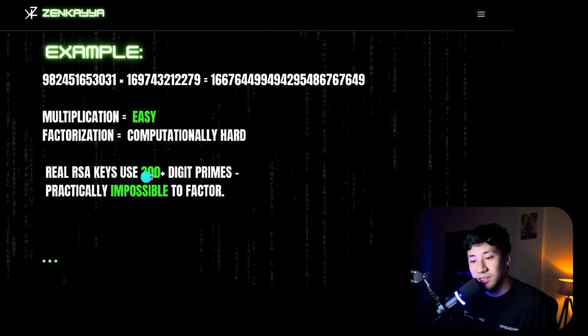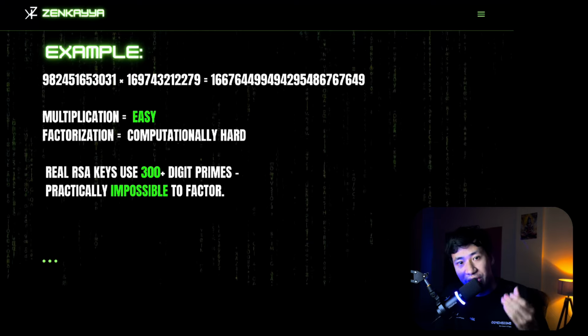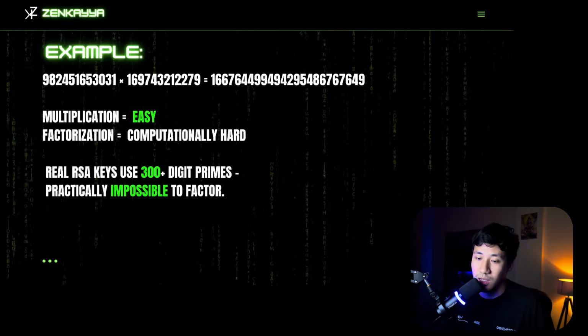A real RSA key uses 300-plus-digit primes. That is the main thing. You can imagine how long it will take to find the factors of each and every number. With a 300-digit number, trying one by one is practically impossible. That is the whole point of cryptography: to make it so difficult that other people cannot decrypt it without having the secret key. So this is the whole nature.